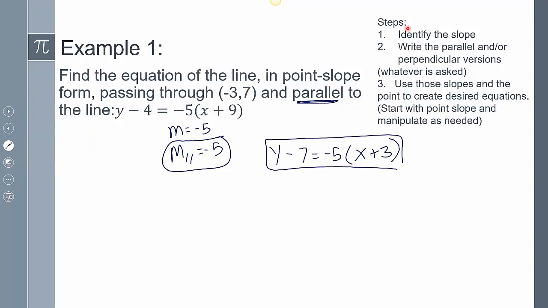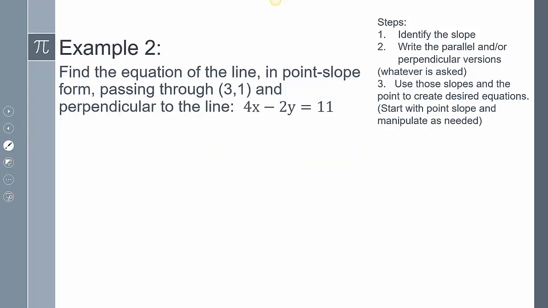So the first step, I identify the slope. I said my slope is going to be negative 5. And then write the parallel and or perpendicular versions, whatever is asked. Because it asked for the parallel version, I wrote down the parallel version. And now I used that parallel version and the point to create the equation. Now just know if it asked for the slope-intercept or the standard form, then I would have to take this equation and manipulate it to all those other forms.